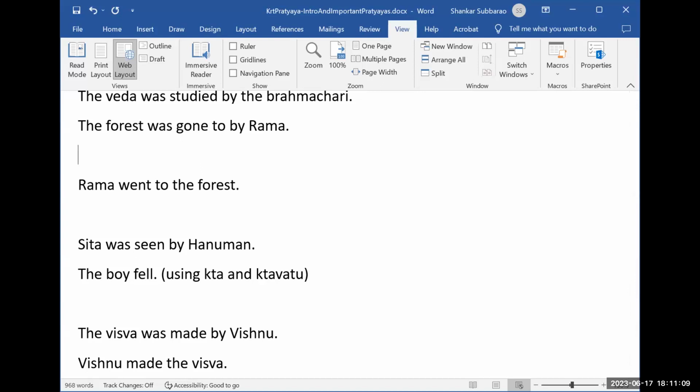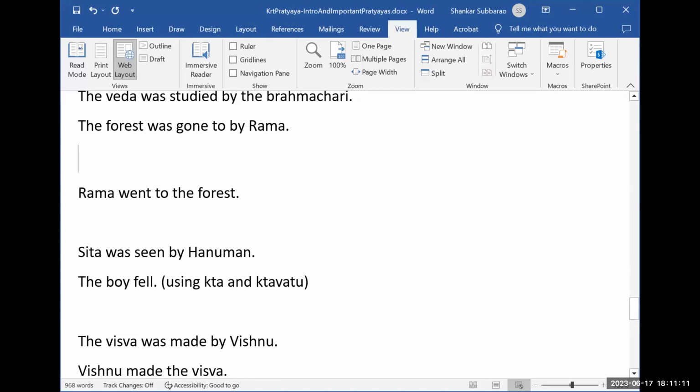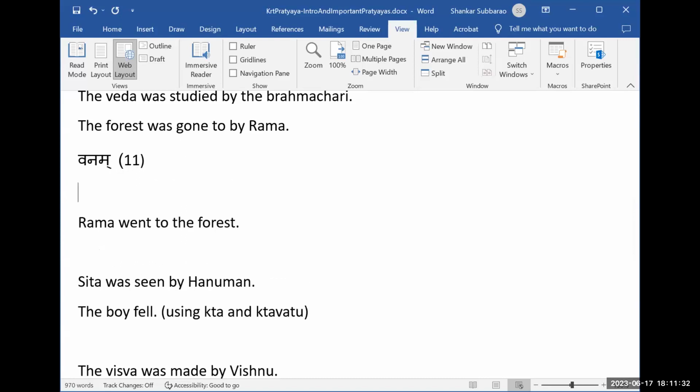So now forest is, what's the word? Vanam. Forest word is Vanam. All right. Which gender? Vana is a pratipadika. Which gender? Neuter. Therefore, what will be the first case? Vanam. Right? This is now 1-1. Correct. It is 1-1. Vanam. Right? By Rama. What will you say? Ramena. Not Rama-na. Ramena.